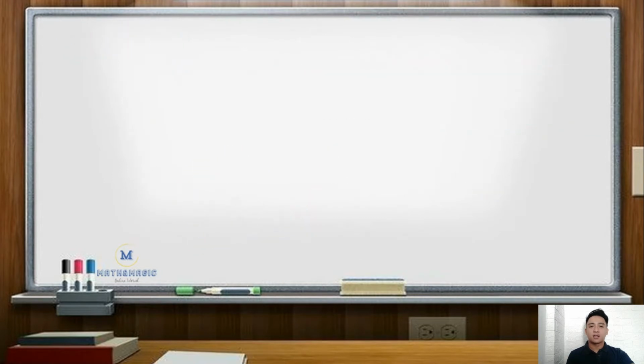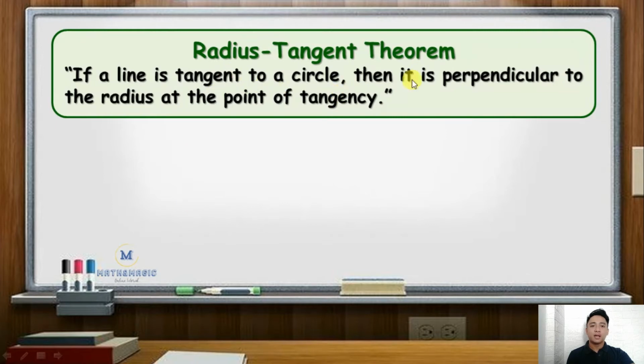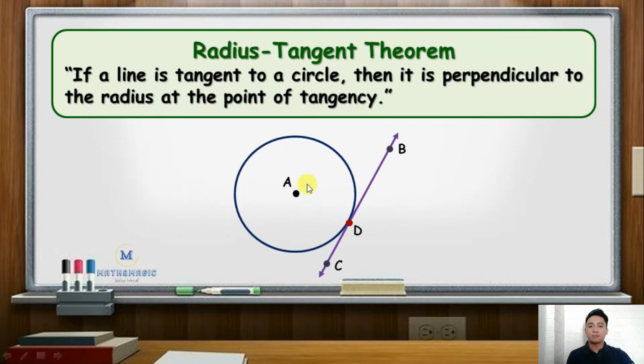Now for the radius tangent theorem, it states that if a line is tangent to a circle, then it is perpendicular to the radius at the point of tangency. This theorem implies that the angle formed by the intersection of the radius and the tangent line is 90 degrees or a right angle. In the figure, line BC is tangent to circle A at point D, and segment AD is a radius of the circle. Therefore, segment AD is perpendicular to segment BC at point D.